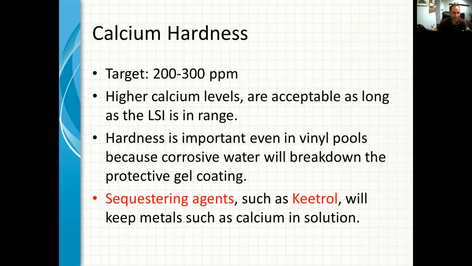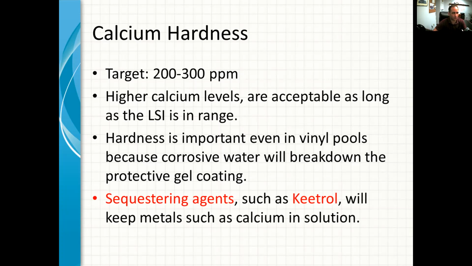So you need to add that calcium level and keep it up, so there's a calcium level in the wall and in the pool, so it stays in equilibrium, and there's no transfer of calcium ions, no leaching from the calcified walls of a plaster pool. And similarly, like I said, it's important in vinyl pools, because the corrosive water can break down the gel coats and make them wear out much faster than they would otherwise.